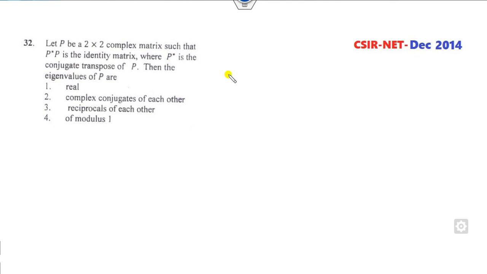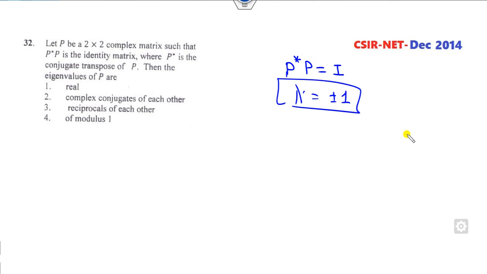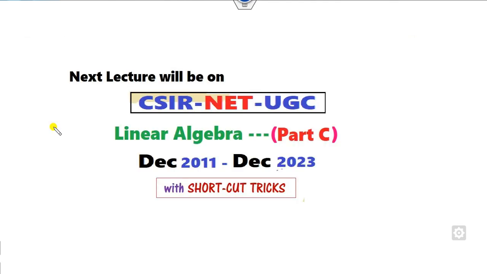Okay, P is my 2 cross 2 invertible matrix such that P star P is my identity. P star is the conjugate transpose. What kind of matrix is formed here? This is nothing but my unitary matrix. Yes, this is the unitary matrix. So what are the eigenvalues of the unitary matrix? They always have modulus 1. So this is all about these questions.